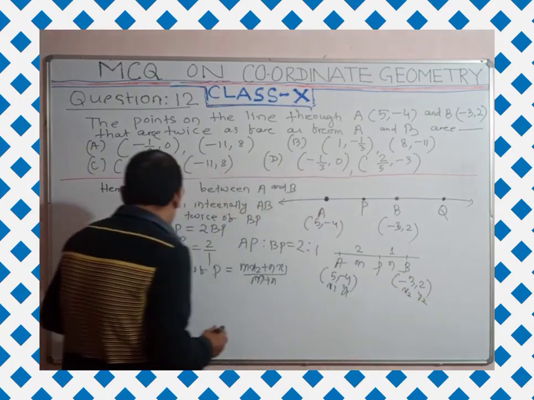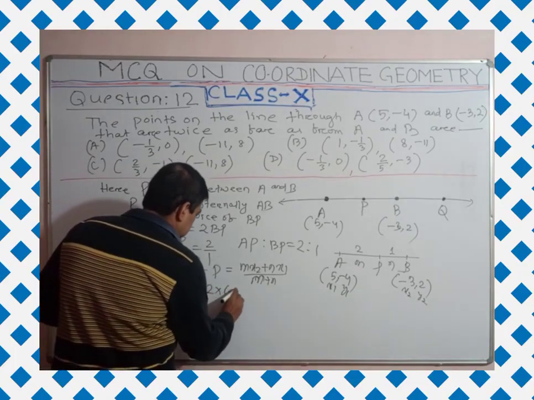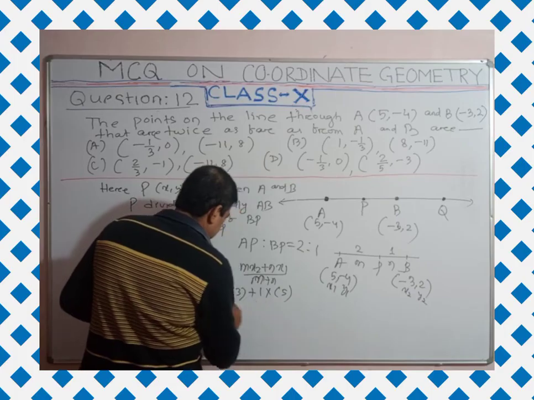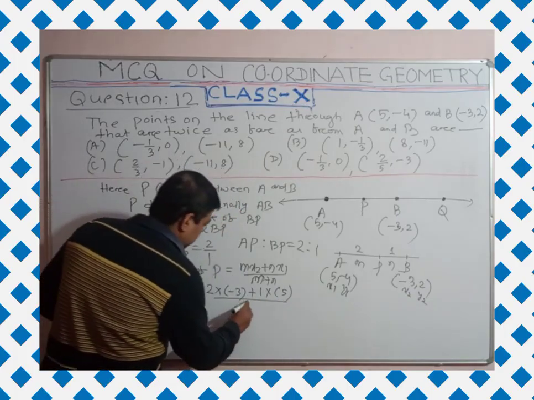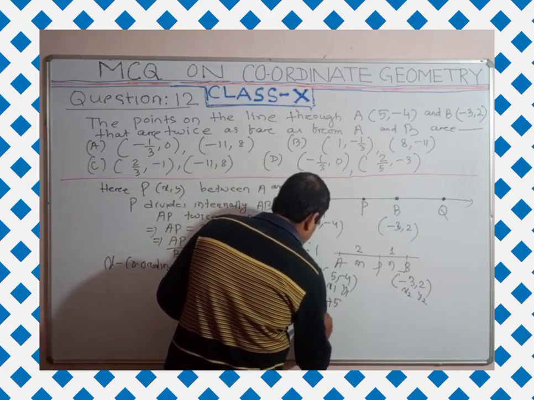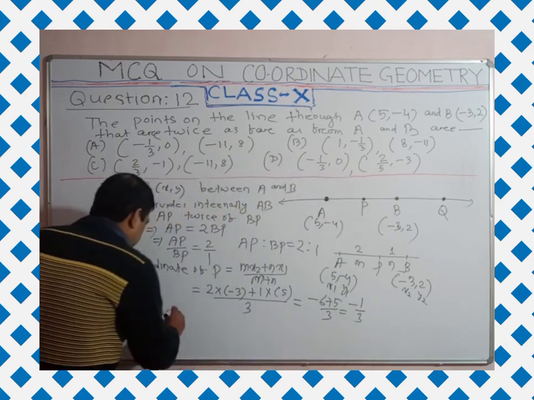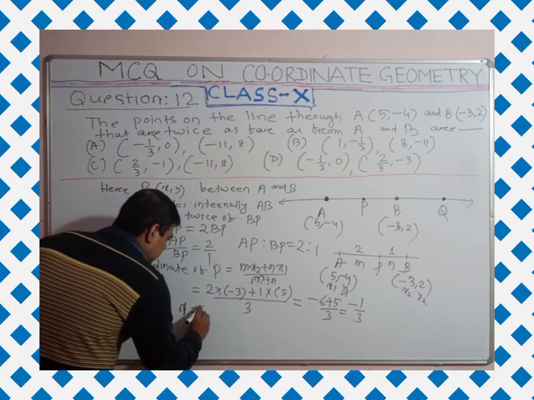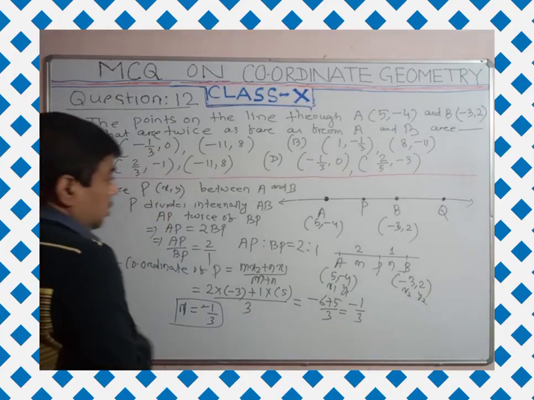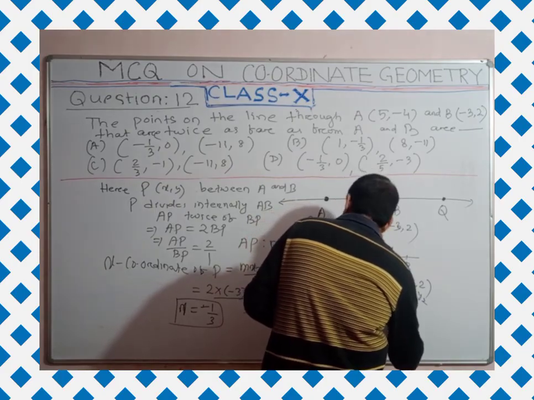So the coordinate of P is equal to mx2, here m value 2 into x2 value minus 3, plus n value 1 into x1 value 5, divided by 2 plus 1 is 3. That is equal to minus 6 plus 5 by 3, which is minus 1 upon 3. So the x coordinate of point P we got is minus 1 upon 3.